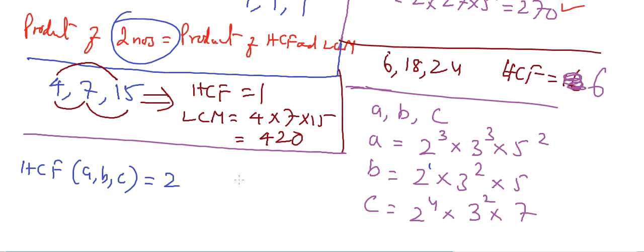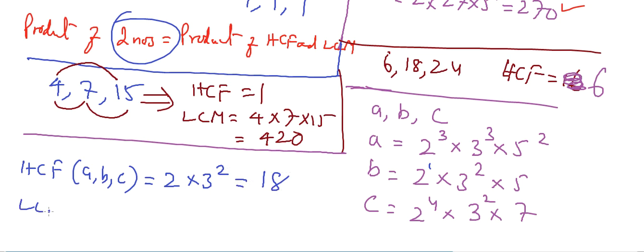And for 3, what is the smallest power? 2. So 2 into 3 square, and no other common factors, because 5 is there in only A and B, but 5 is not a factor of C. So 5 is not a common factor of all three numbers, so we should not take 5. So HCF is 2 into 9, which is 18.